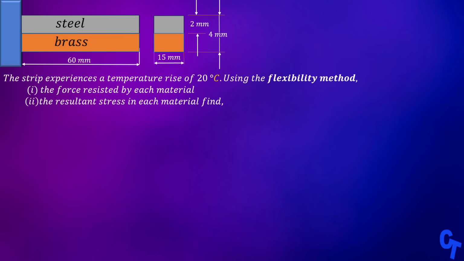A bimetallic strip used in a temperature control device is made of stainless steel and brass bonded together as shown. For stainless steel, E equals 193 gigapascal, and the coefficient of thermal expansion equals 16 times 10 to the power -6 per degree Celsius, and for brass, E equals 103 gigapascal, and the coefficient of thermal expansion equals 19.1 times 10 to the power -6 per degree Celsius. The strip experiences a temperature rise of 20 degrees Celsius. Using the flexibility method, find the force resisted by each material and the resultant stress in each material.